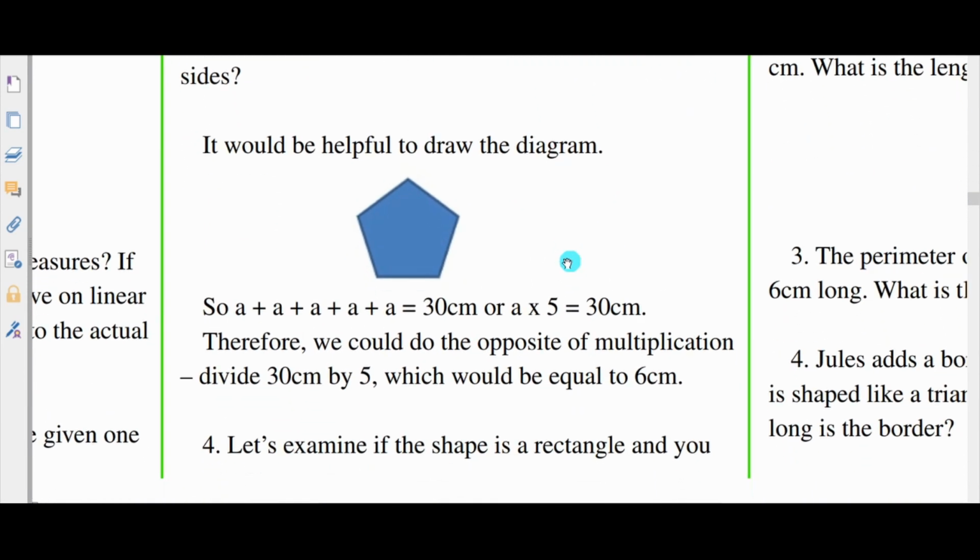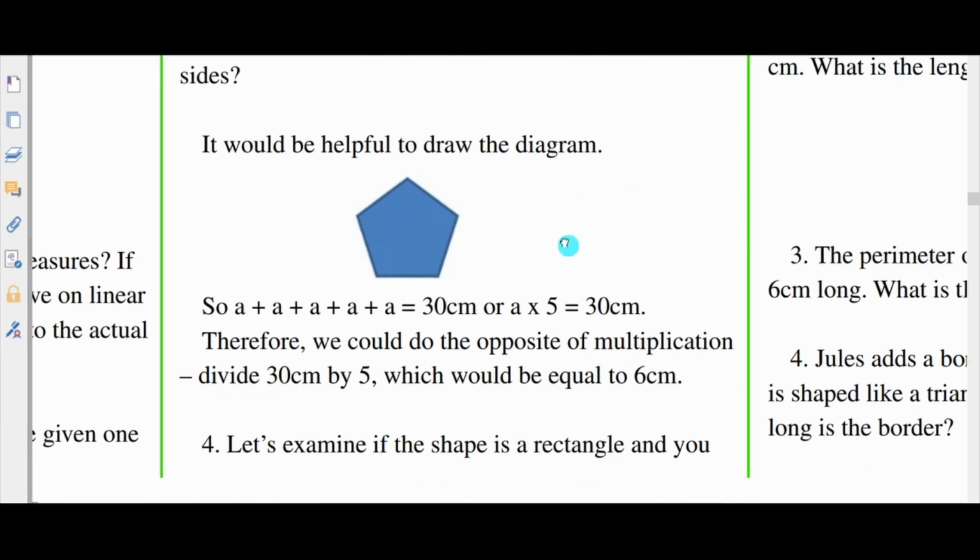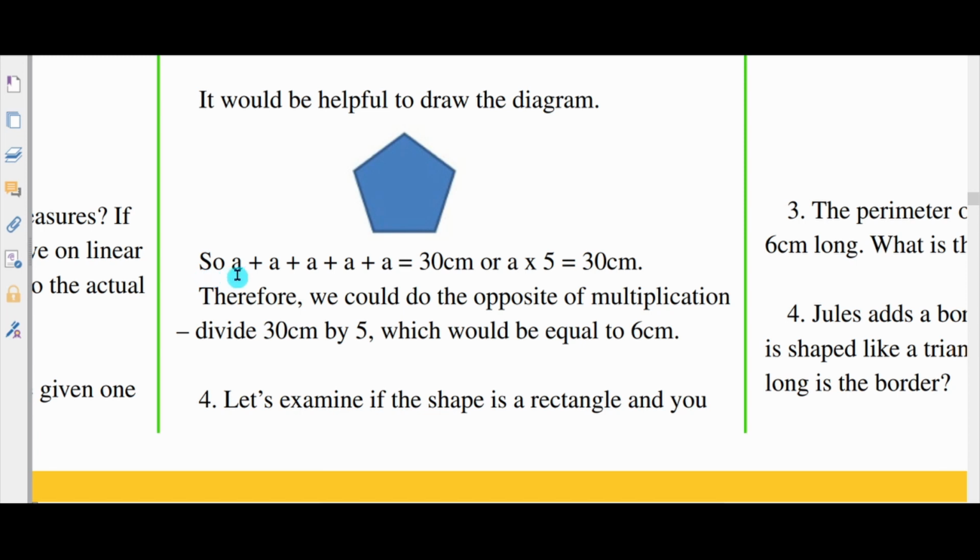So it would be helpful to draw the diagram. All right, let's go with this. So A plus A plus A plus A plus A should be equal to 30 centimeters. So side 1 plus side 2 plus 3 plus 4 plus 5 should be equal to 30 centimeters, or a side times 5 should be equal to 30 centimeters. Therefore, we could do the what?